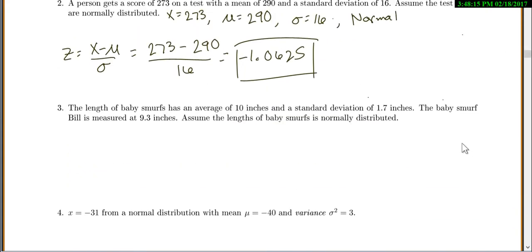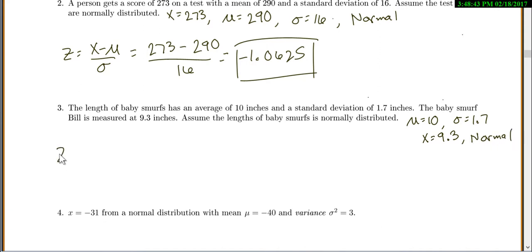So for number 3, the length of baby Smurfs has an average of 10 inches, so mu equals 10. Our standard deviation is 1.7. Again, they gave a standard deviation, so we don't actually have to take the square root. Let's see, the baby Smurf bill is measured at 9.3. So your actual data or value is always going to be your x. And let's assume the lengths are normally distributed. If it's not normal, there's no point in standardizing.